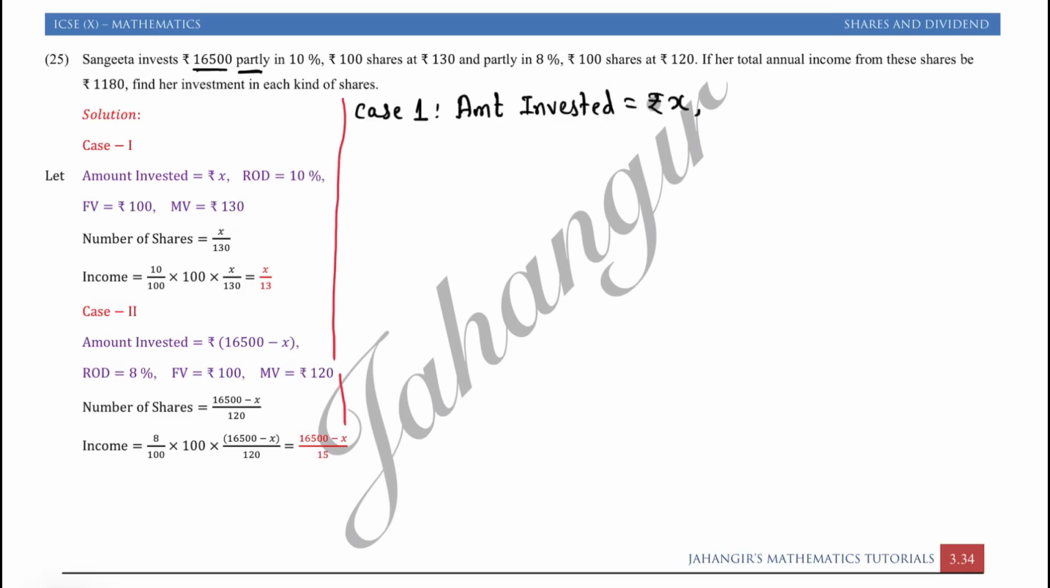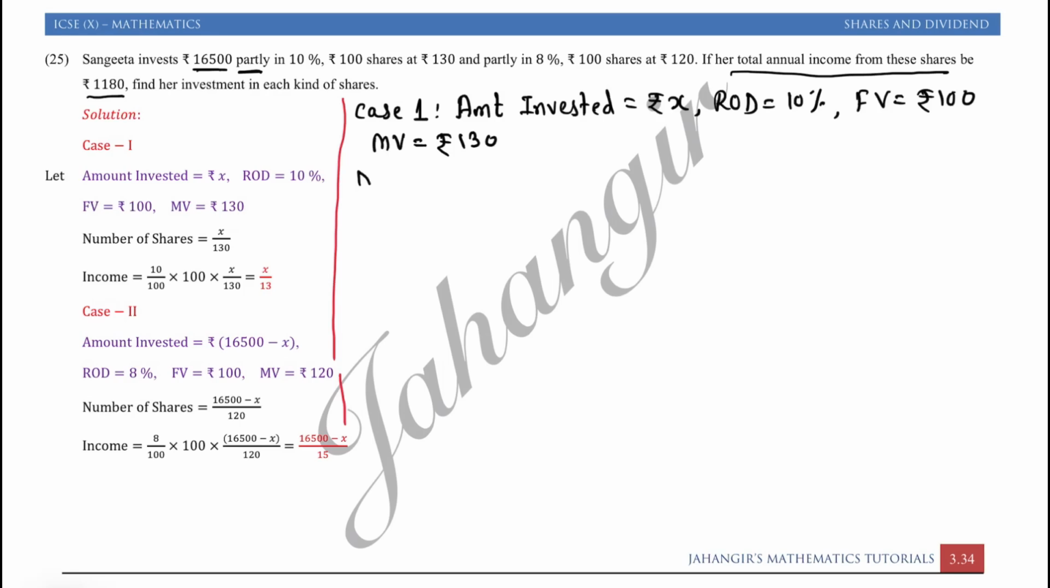In 10% rupees 100 shares, so ROD is equal to 10%, FV is equal to rupees 100, at rupees 130. So MV is equal to rupees 130, and partly in 8% rupees 100 shares at 120. If the total income from these shares is rupees 1180, here we don't have equal income, here we have the addition of the income as 1180. Here also we will follow the same rule. First we will find number of shares, then we will find income in both cases.